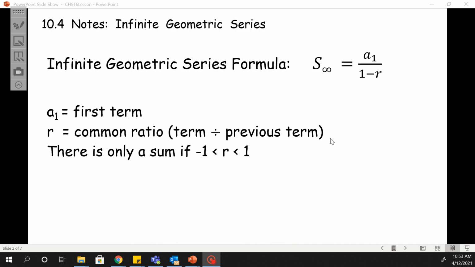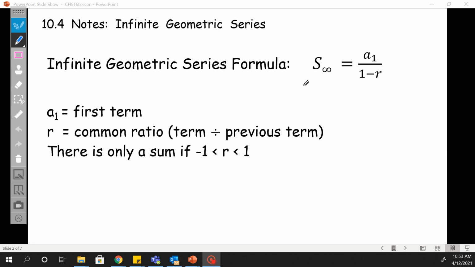Now, the formula for an infinite geometric series is just like the other series formula, except it only has a1 in the numerator. So the formula for the infinite series is equal to a1 over 1 minus r. It's actually very easy to use. a1 is the first term, r is the common ratio.